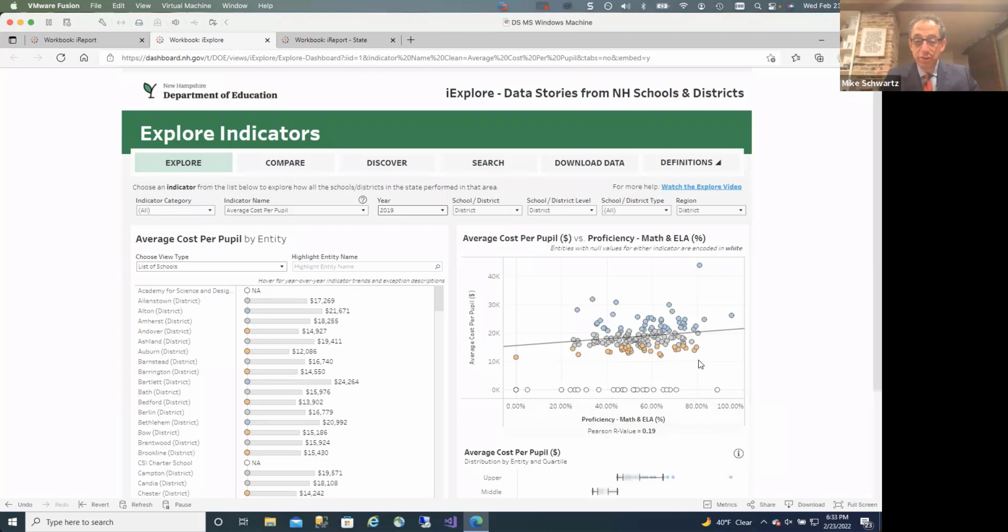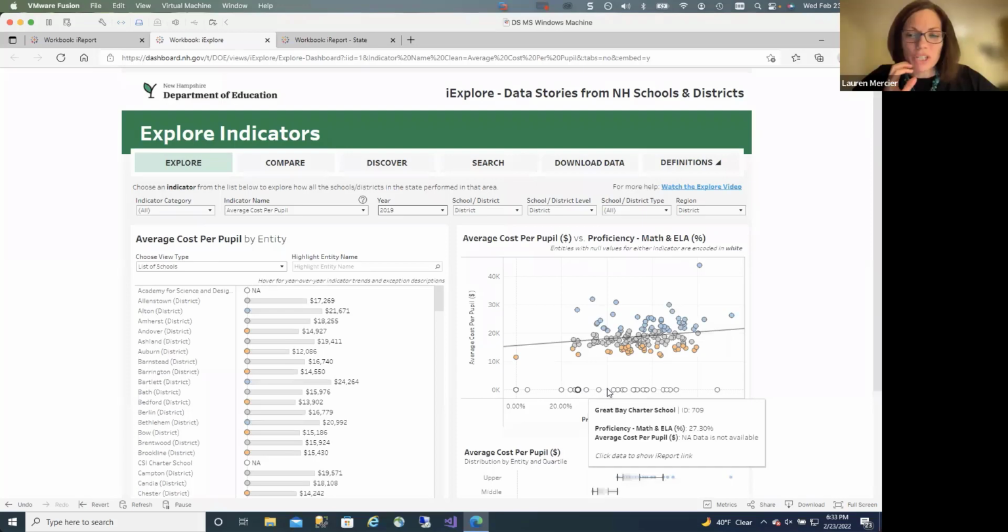You can see schools here that have a very high percent of their students proficient, but they're spending less money. You've got schools here that are spending more money, with the same proficiency. Same thing down here. You've got schools that aren't spending very much money and having low proficiency, and then schools that are spending quite a bit more money and again having low proficiency. So I just point that out.